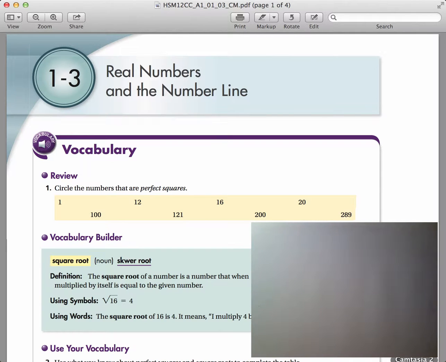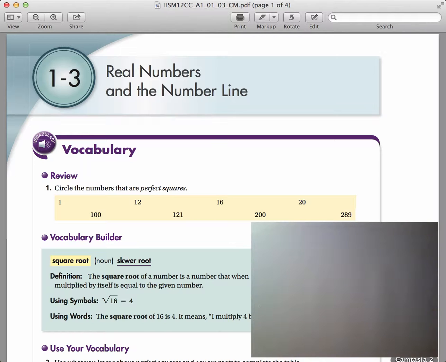Chapter 1, Section 3, we're going to go over real numbers and the number line. This is going to be your learning target for today, real numbers and the number line. Let's first talk about perfect squares. What is a perfect square?